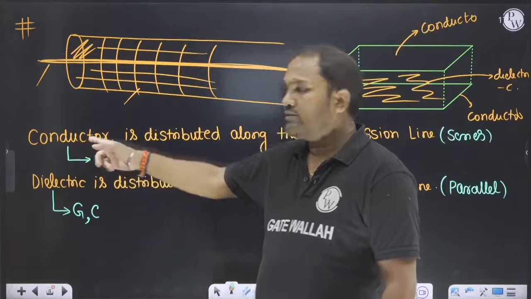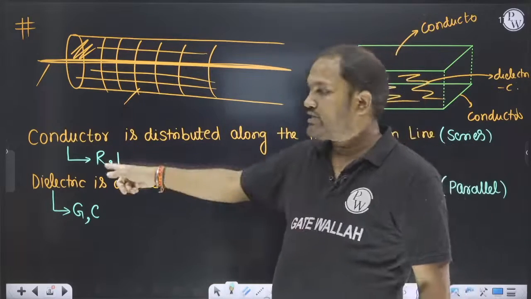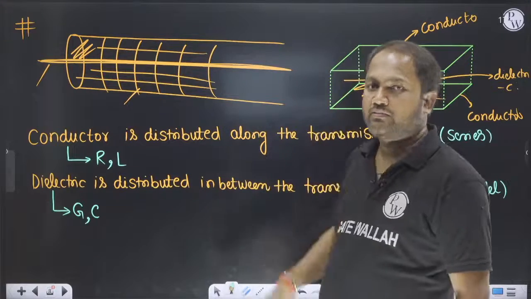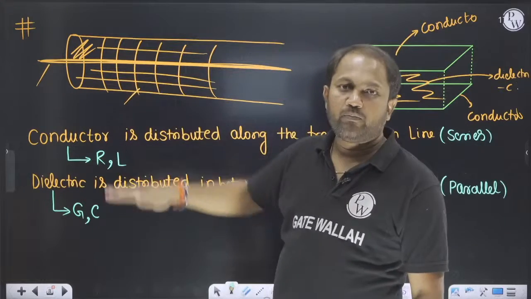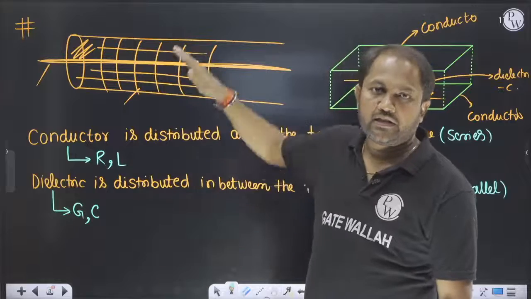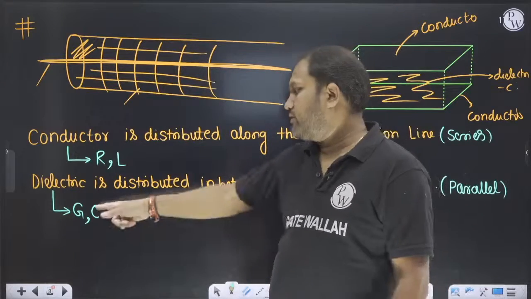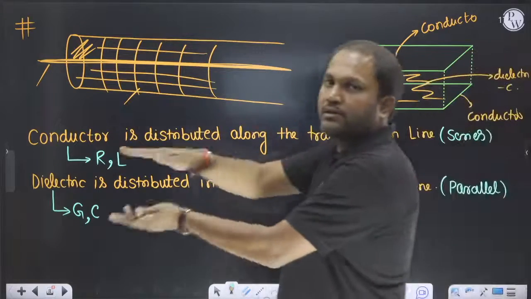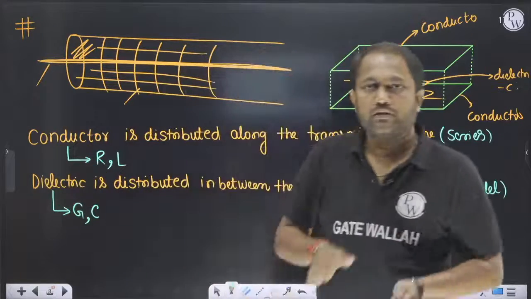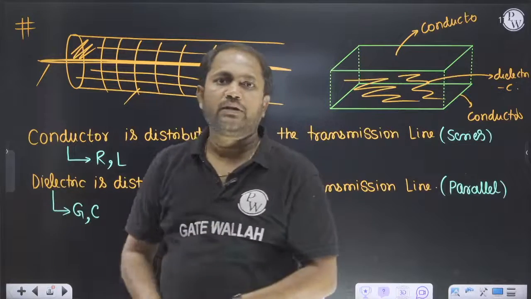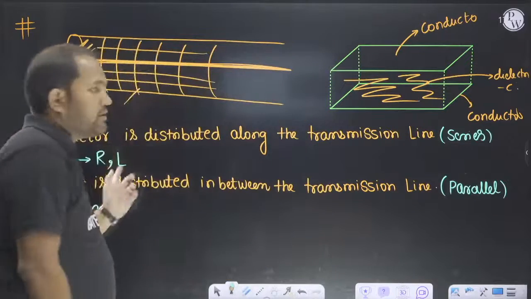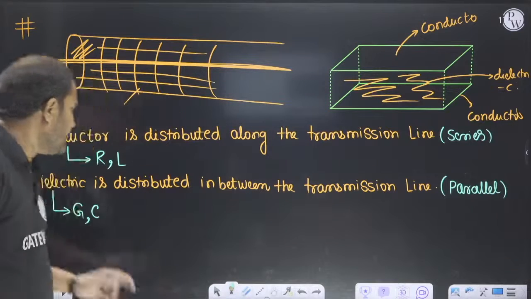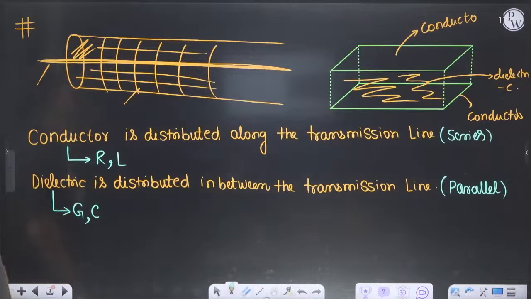So resistance is along the transmission line, inductance is along the transmission line, conductance is in between the transmission line, capacitance is in between the transmission line. In between means it is a parallel combination. If it is along, it will be a series condition. So R and L will be in series and G and C will be in parallel.